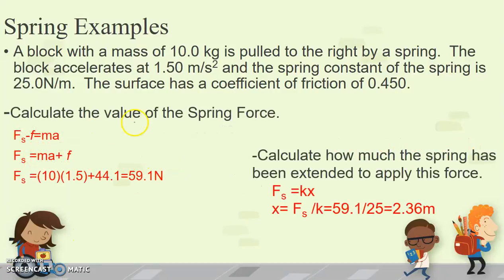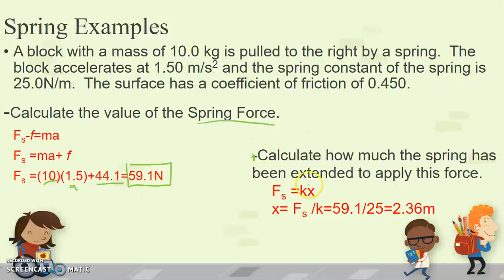So now it's saying calculate the value of the spring force, so we need to go to the x direction. We have the formula that we wrote at the beginning of the problem. We plug in what we know, so we have 10, again the mass, 1.5, which is the acceleration, and then we're going to add that 44.1, and we're going to get 59.1 newtons.